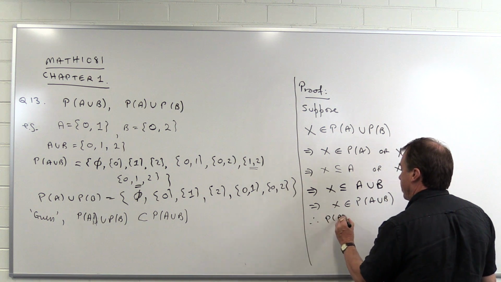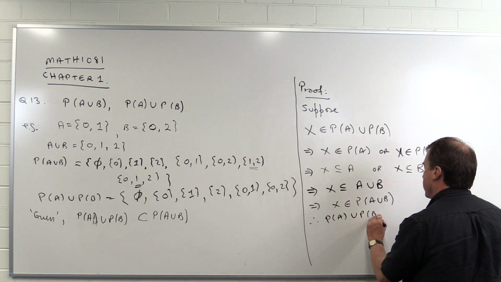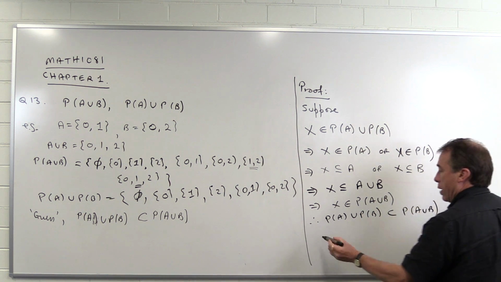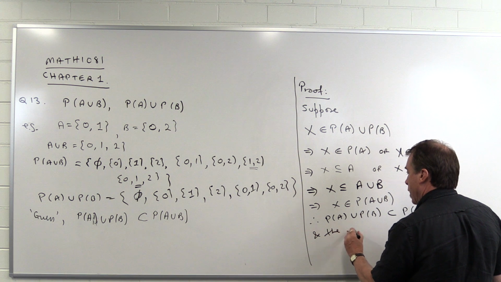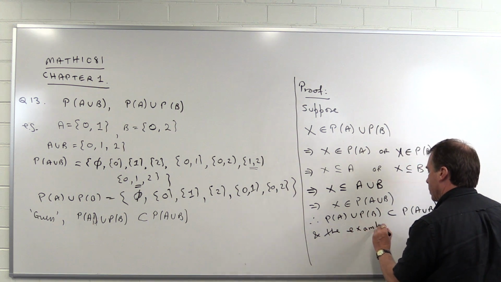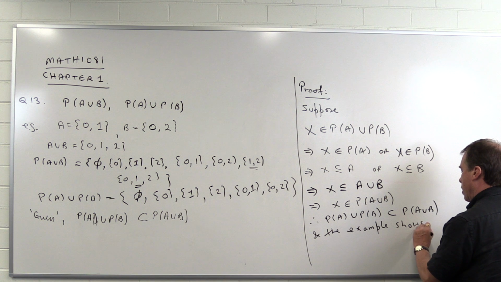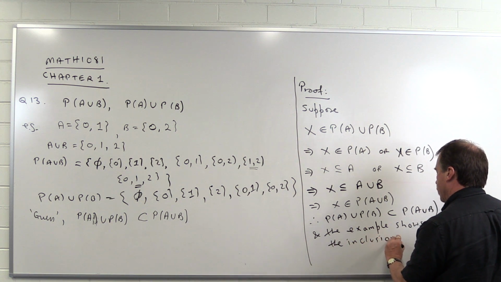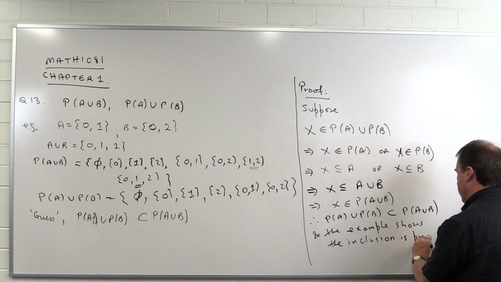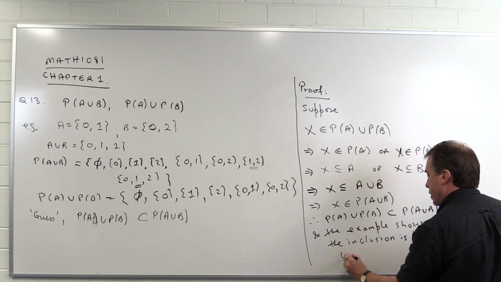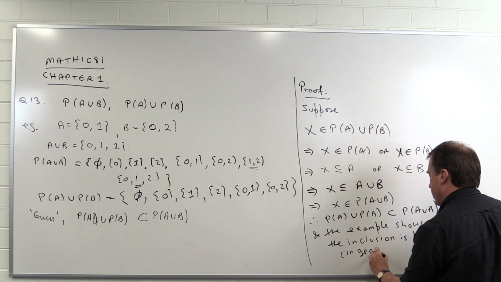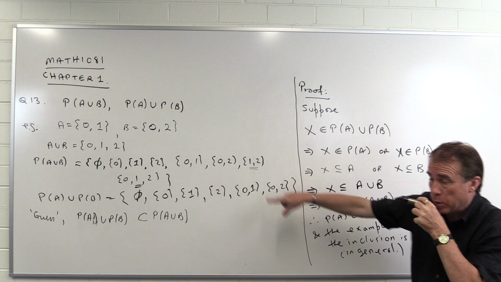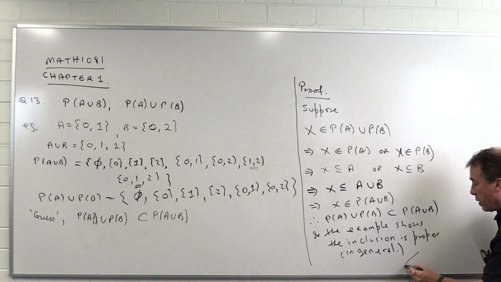So that tells me that the power set of A union the power set of B is a subset of the power set of A union B, and the example that I did shows the inclusion is proper, at least in general, because in the example we saw these sets were not equal to each other. And that finishes the proof.